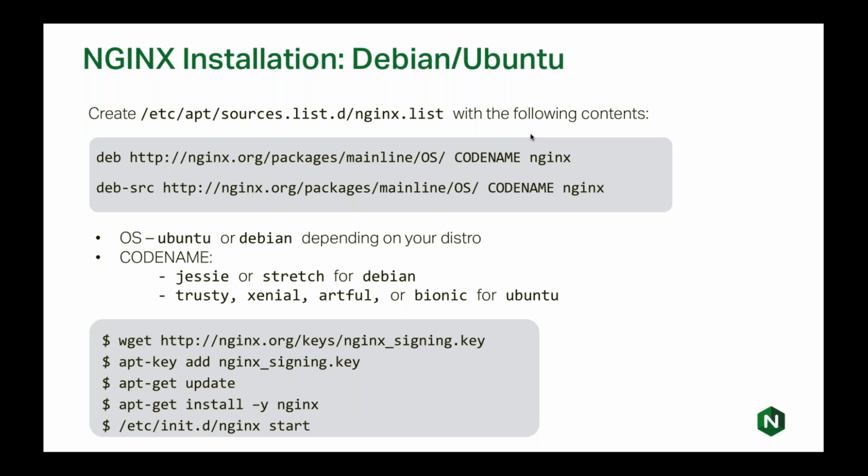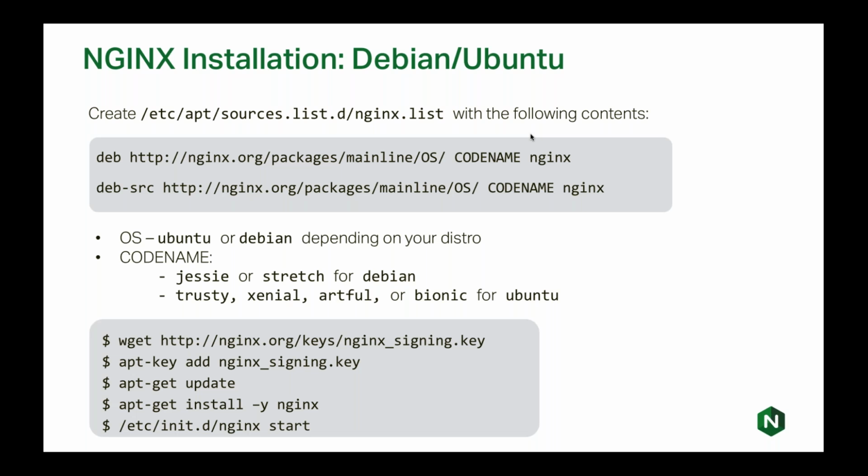And then the next thing that you're going to change is codename. You're going to change that to either Jessie or Stretch if you're using Debian. Those are the two versions of Debian we support. We no longer support Debian Wheezy. And if you're using Ubuntu, you're going to put in either Trusty, Xenial, Artful, or the latest version of Ubuntu, 18.04, called Bionic. So those are the four versions of Ubuntu we support. And Trusty, I believe, is fairly old, it's 14.04. So you can still run a fairly old version of Ubuntu and be okay.